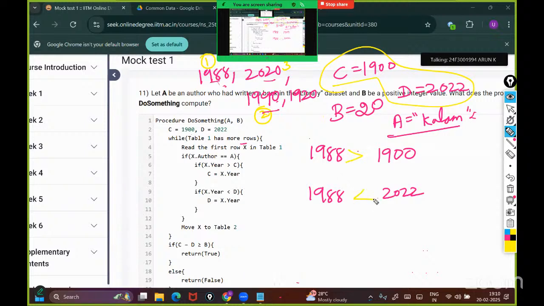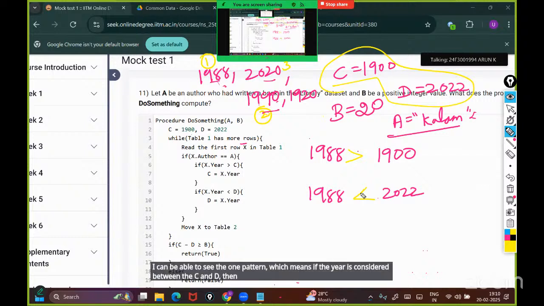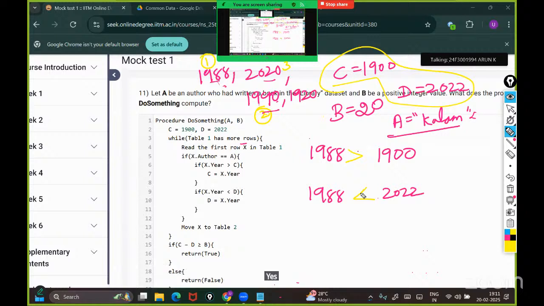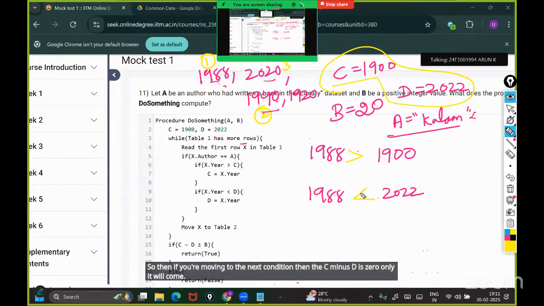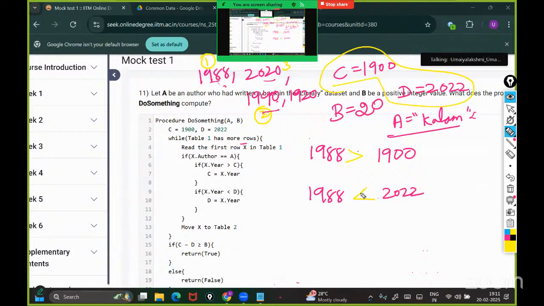Madam, here I can see one pattern: if the year is considered between C and D, then the loop and that if condition always give the same number. So C and D will be the same. Yes, but then if you are moving to the next condition, then C minus D will be 0 only. Right? How is it D?